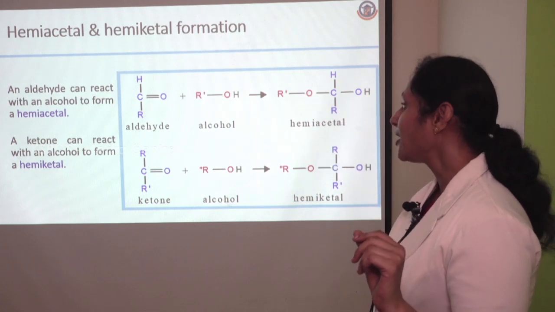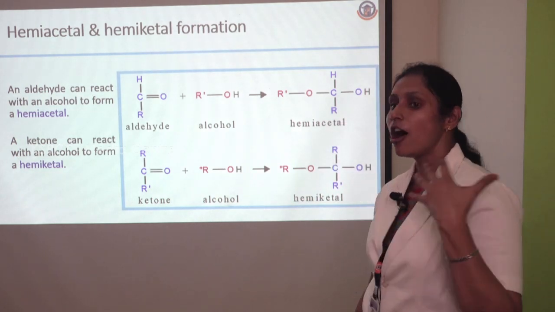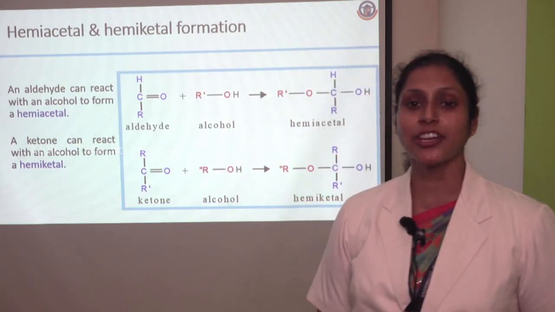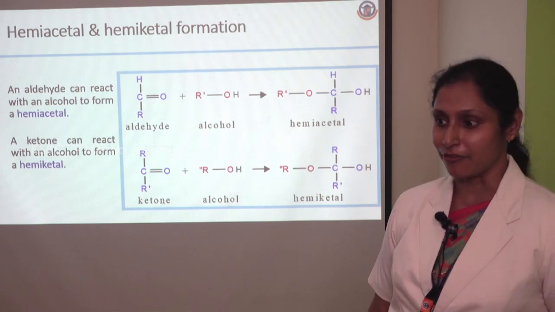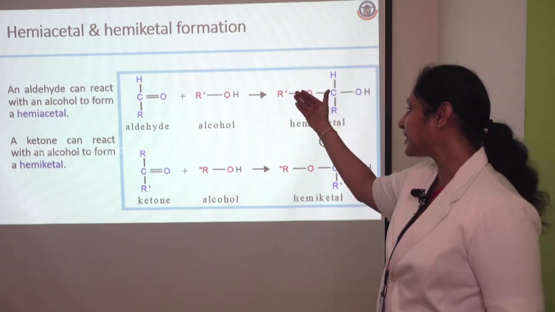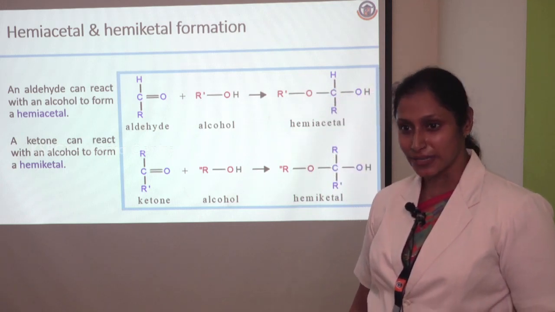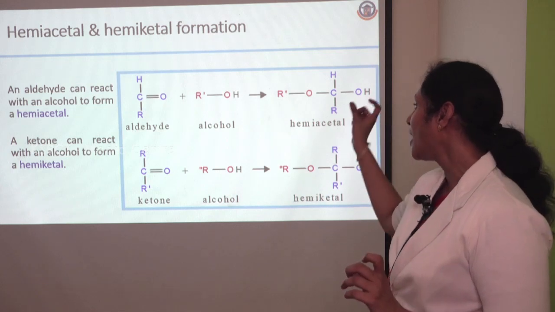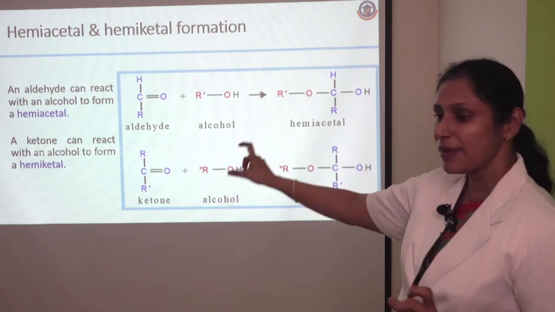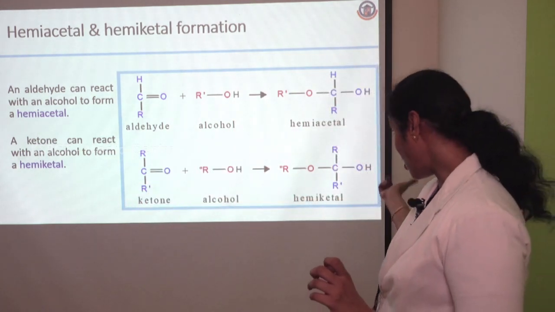And next is the hemiacetal and hemiketal formation. All the carbohydrates present in nature are not present in straight chain form, they are present in the cyclic form. So to know the cyclic structure of carbohydrates, we have to know what is a hemiacetal and what is a hemiketal. A hemiacetal is the structure formed by an alcoholic group and an aldehyde group, and a hemiketal is formed from a ketone group and an alcoholic group.